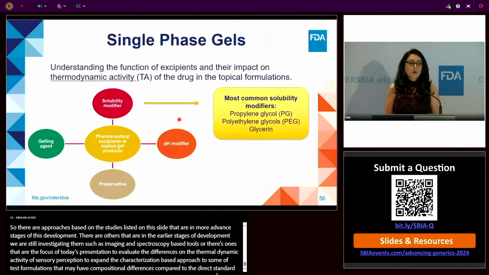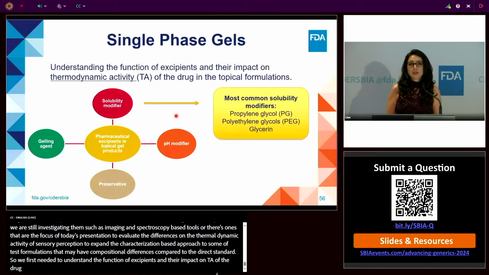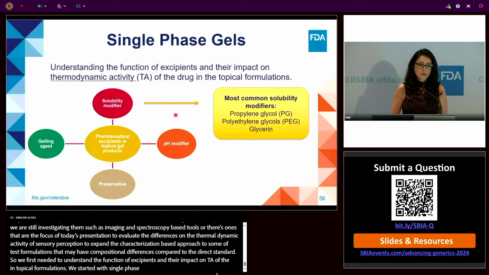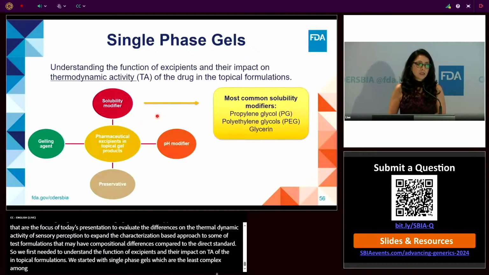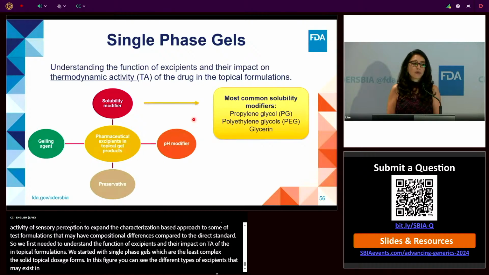So we first needed to understand the function of excipients and their impact on thermodynamic activity of the drug in topical formulations. And we started with single-phase gels, which are the least complex form among the semi-solid topical dosage forms. In the figure, you can see different types of excipients that may exist in a single-phase gel. We have solubility modifiers such as propylene glycol, polyethylene glycol, or glycerin. We have gelling agent, preservative, pH modifier, solvent, etc.